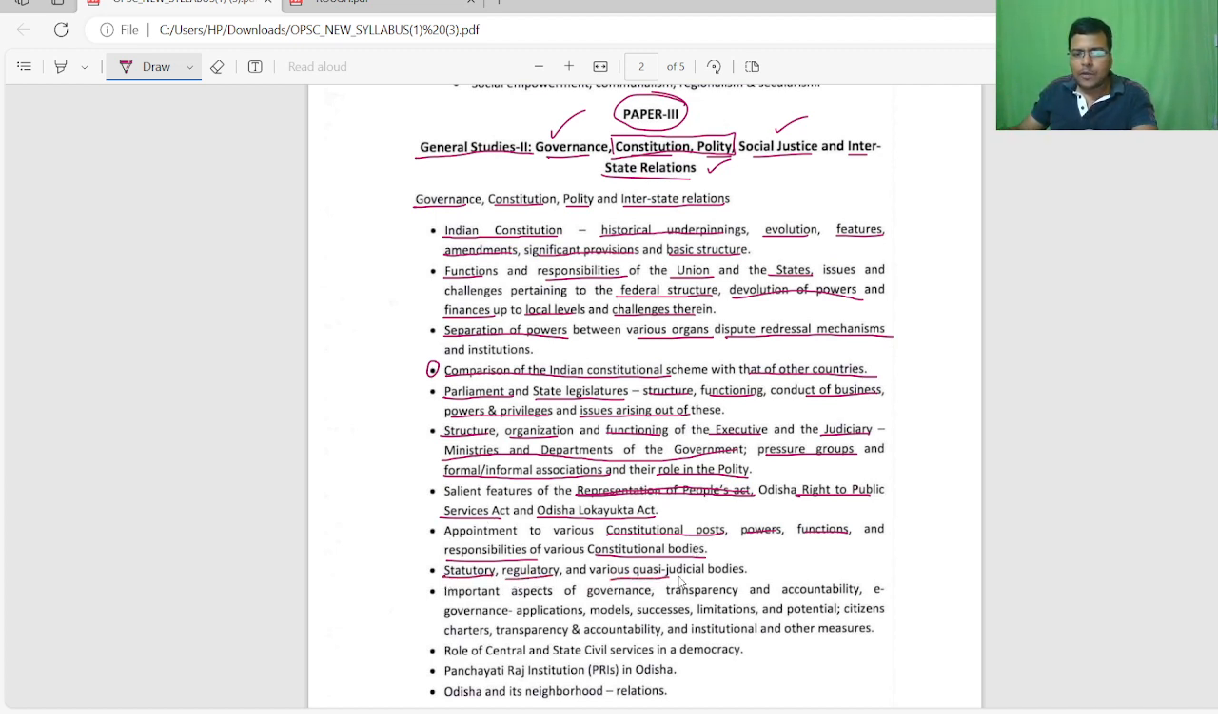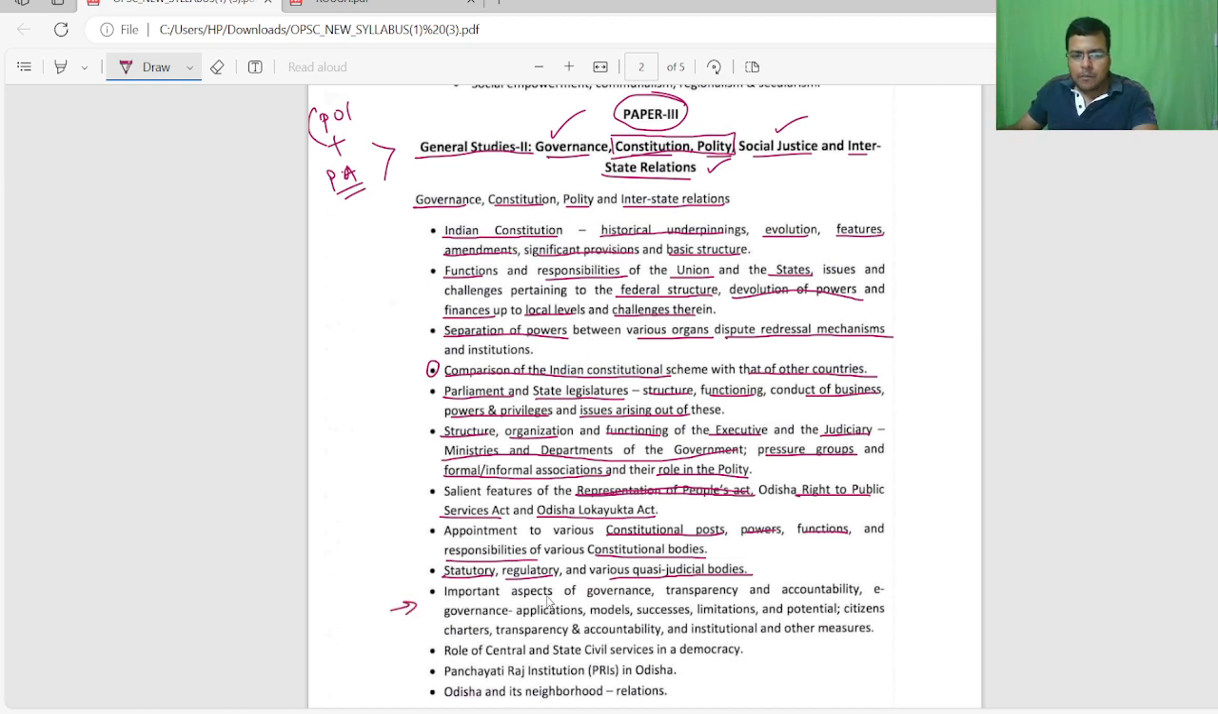Statutory, regulatory, and various quasi-judicial bodies. So, what is a statutory body? Constitutional body, non-constitutional body, statutory body. What is a regulatory body? In public administration, we have discussed regulatory bodies, DGCA, IRDA, TRAI, and quasi-judicial bodies like NHRC. They are not completely judicial, they are quasi-judicial bodies. So this syllabus is a mix of polity and governance. So governance, we can say, is polity plus public administration. So the weightage of public administration is there here.